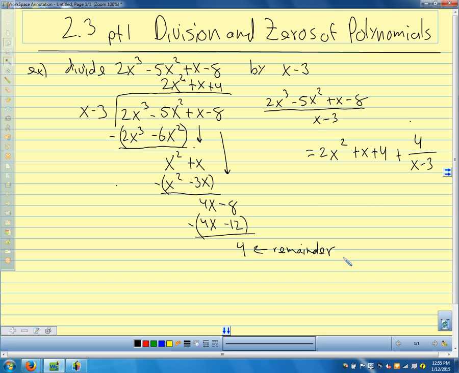Yes? Why did you do this 6x squared after the second step of the division? I multiply this by both of these. So 2x squared times x is 2x to the third, and 2x squared times negative 3 is negative 6x squared. So that's what this long division tells me, that this polynomial divided by this polynomial is this thing. Just like if we divided numbers, we get something divided by something is 4 and 7/8.